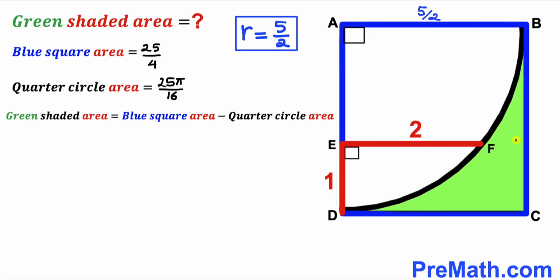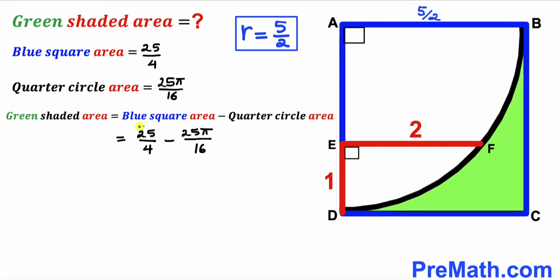And here's our final step. Now we are going to calculate the area of this green shaded region. Let's recall this equation once again: the green shaded region area equals the blue square area minus the area of the quarter circle. We already figured out our blue square area as 25 divided by 4 and the quarter circle area as 25 pi divided by 16. Let's fill in the blanks in this equation. So our blue square area is 25 divided by 4 minus the quarter circle area, 25 pi divided by 16.